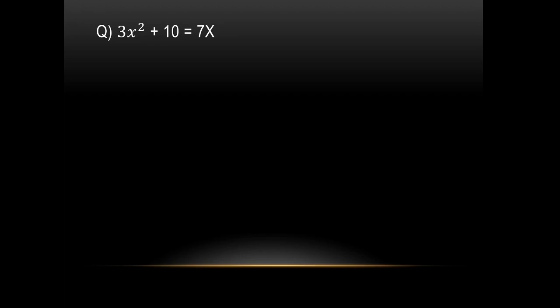So let us take this example. 3x squared plus 10 is equal to 7x. So let us find the values of a, b and c here. Let us put it in the standard form as 3x squared minus 7x plus 10 is equal to 0. So in this case, a is equal to 3, b is equal to minus 7, c is equal to 10. So first let's find out the discriminant, which is b squared minus 4ac.